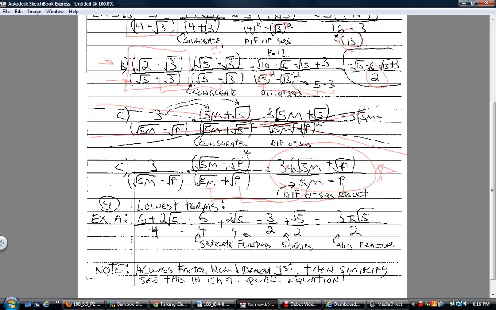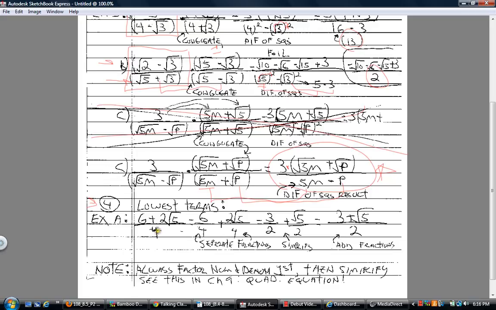Okie dokie. Now, last section for the whole chapter, for the whole section of 8.5. Objective 4, lowest terms. Here's a deal where they've given you terms up in the numerator, they've got radicals, and in the denominator they've got a 4. Okay, now can you simplify this? And the answer is yes.